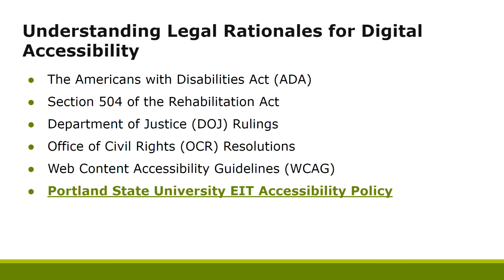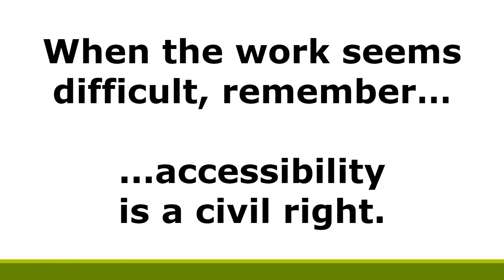In order to meet that proactive standard, institutions have been instructed to follow the World Wide Web Consortium's Web Content Accessibility, or WCAG, 2.0 guidelines, levels A and AA. These are the guidelines which have been incorporated into Portland State University's own EIT accessibility policy. This policy was signed and adopted on January 30th, 2019. It is posted publicly on the Office of General Counsel's webpage for adopted policies. When the work seems difficult, remember, accessibility is a civil right.